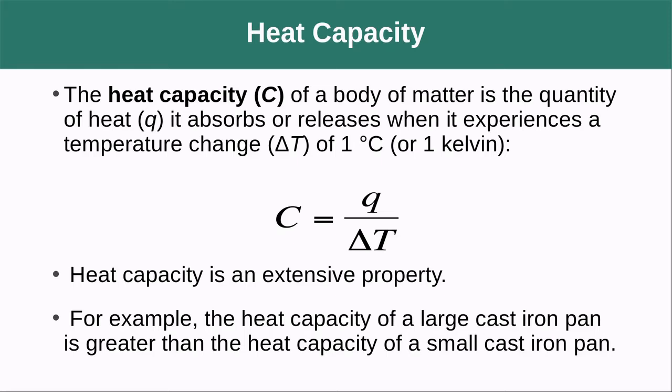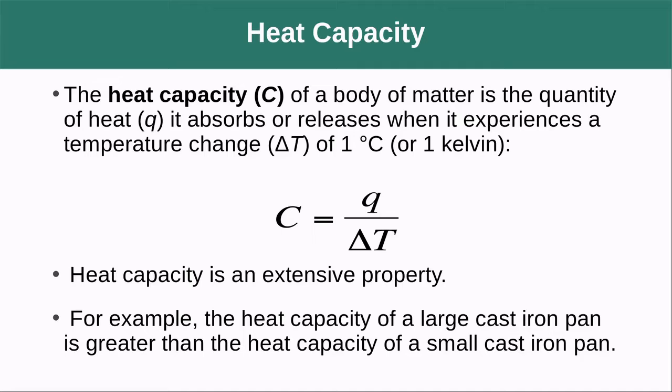So, heat capacity of a body of matter is the quantity of heat it absorbs or releases when it experiences a temperature change of 1 degree, so the temperature is either raised or lowered 1 degree Celsius. Here we can see that our heat capacity C is equal to the heat divided by the temperature change. So here's the important thing about this. The heat capacity is an extensive property.